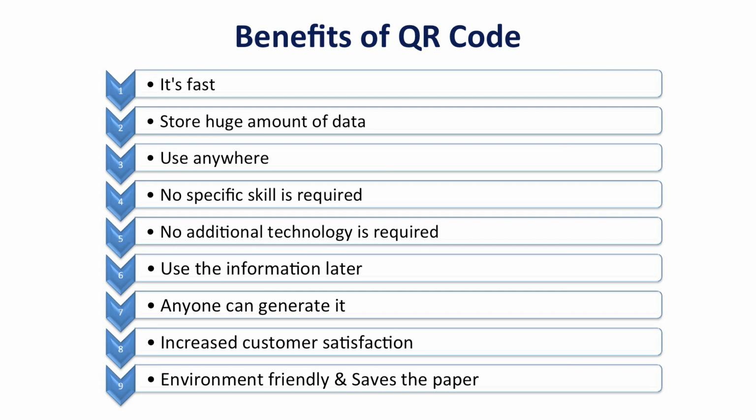What kind of benefits does a library get by implementing QR codes? There are many benefits it accrues through implementation of QR codes. First and foremost, the QR code is very fast to access information. Number 2, a QR code stores a huge amount of data as compared to the barcode, because the barcode holds only a maximum of 20 characters, whereas the QR code holds 7089 characters.